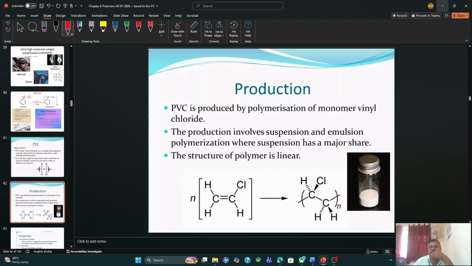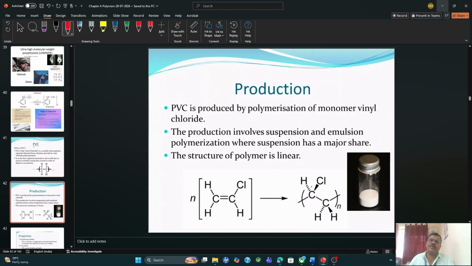So this is a colorless material, but then you can ask me why PVC pipes or covers for electrical wires are colored. So we add some additives to give the color, but in general, PVC is a colorless powder.